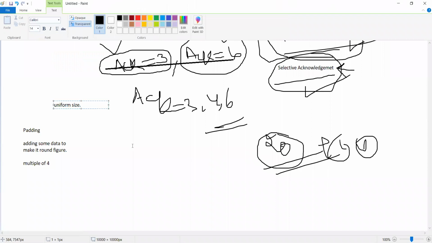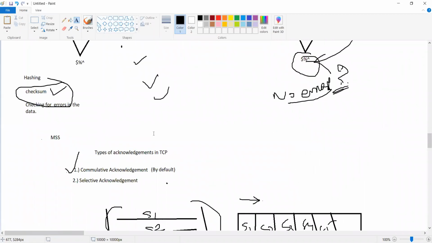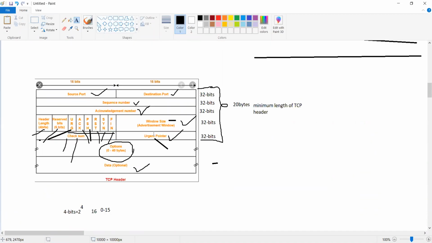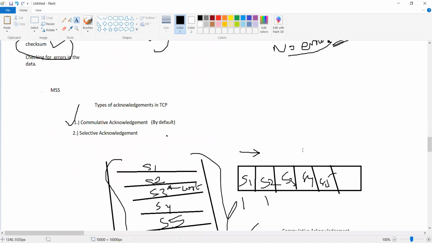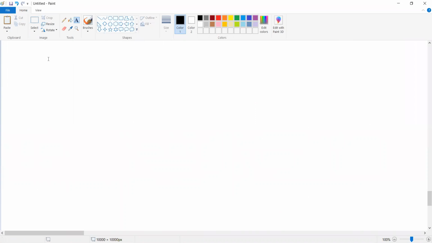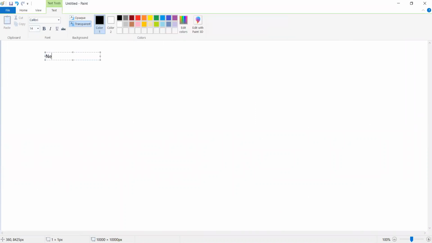Now, what else is left in TCP header? Next comes the data part. Anyhow, you know what is data, which is coming from upper layers, normal data. So this is all about TCP header. Now, we'll start with IP. Network layer.